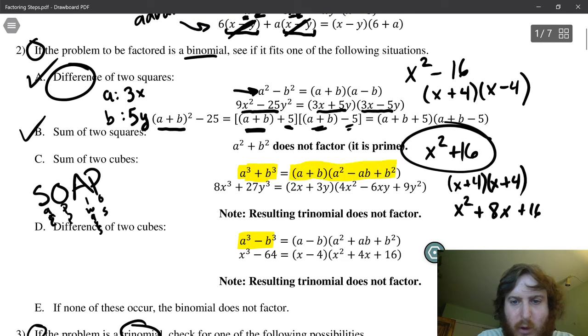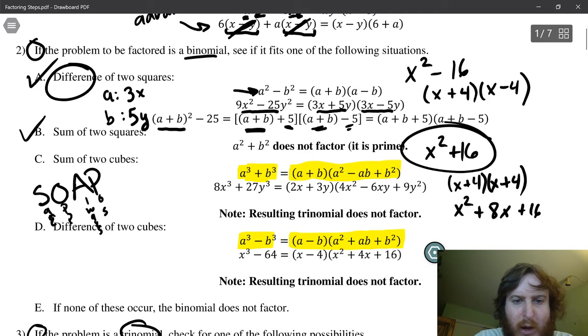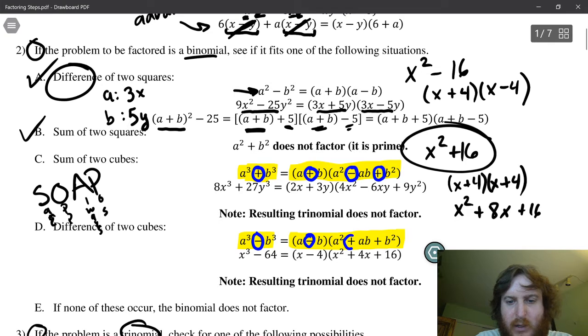When we look at these formulas on the right side, they're almost all the same. The only thing that changed was the signs. If we look at the positive one, we're adding. So what SOAP stands for is the first one goes same sign, which is positive, opposite sign, which is negative, and then always positive. For the negative one, same sign would be negative, opposite sign would be positive, and then again, always positive.